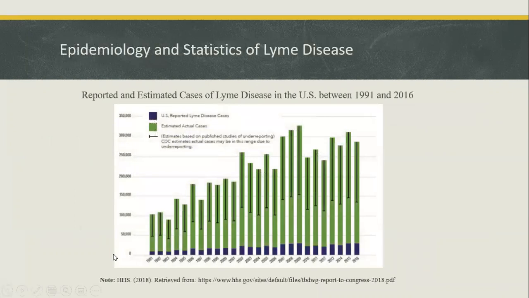In this slide, you can see the growth of Lyme disease between 1991 and 2016. And as you can see, in 1991, there were roughly 100,000 cases. Now we average around 300,000 cases a year.